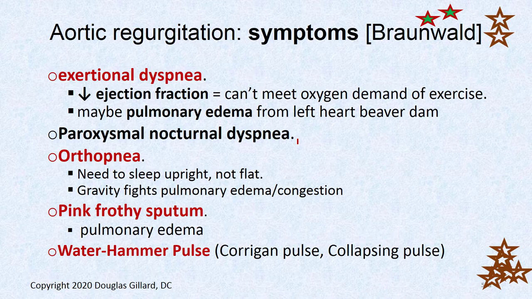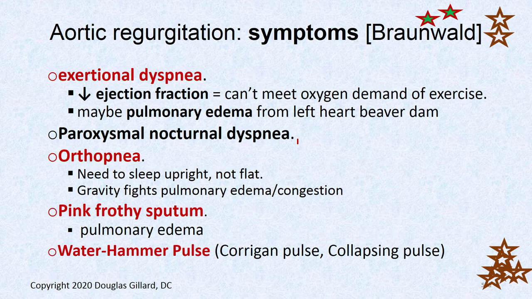What are the symptoms of aortic regurgitation? Well, you're going to have exertional dyspnea because your heart doesn't work well. You go up a hill or go upstairs, and your body's demanding more oxygen. The muscles want oxygen and want more blood now. Your heart can't handle it. It just can't pump that high. So you get exertional dyspnea.